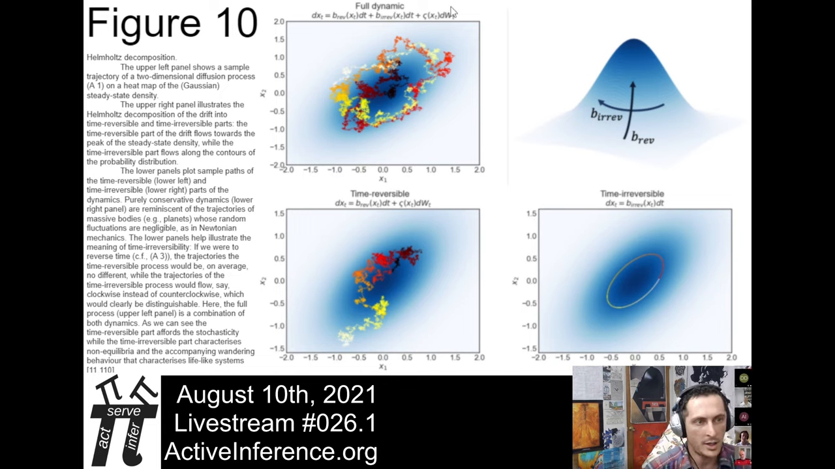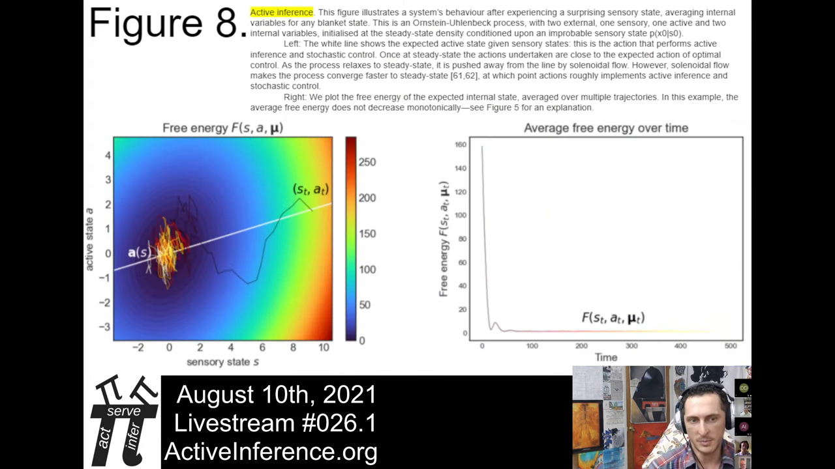Any other general comments? Otherwise, just because we love active inference, what is happening in figure 8? What is happening on the right side? And maybe why is it not a monotonic drop in free energy, which is what we saw in the other figures?